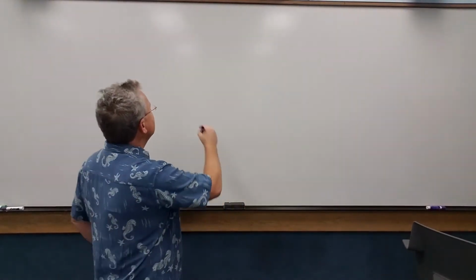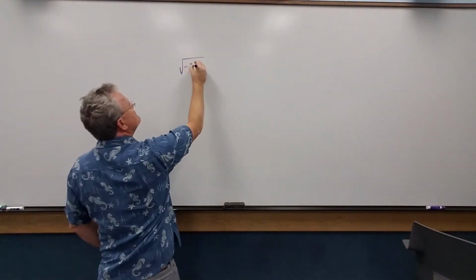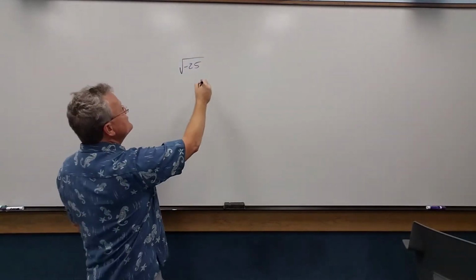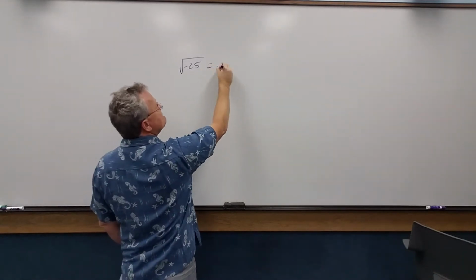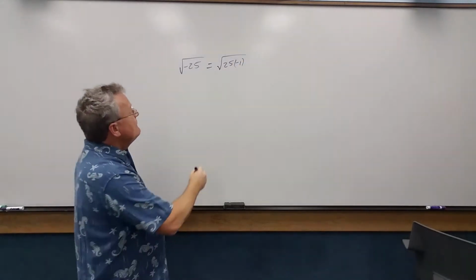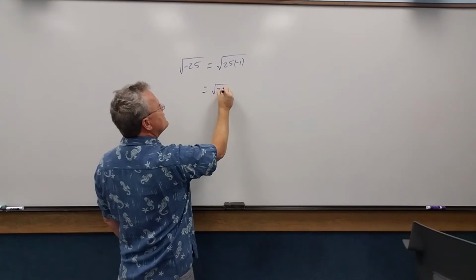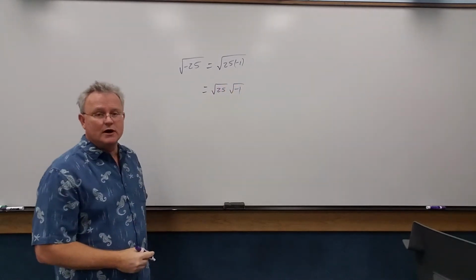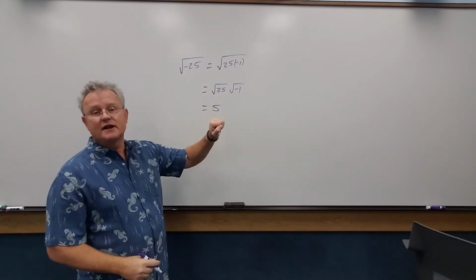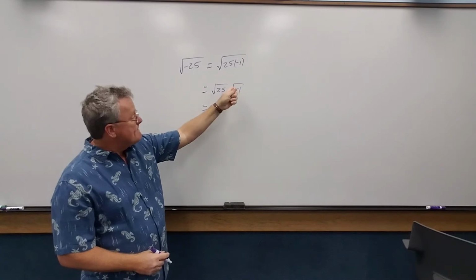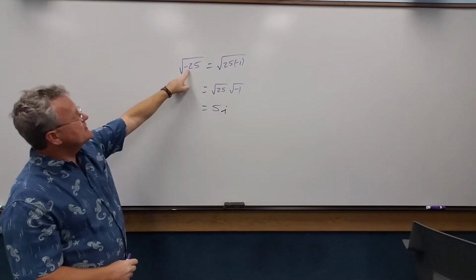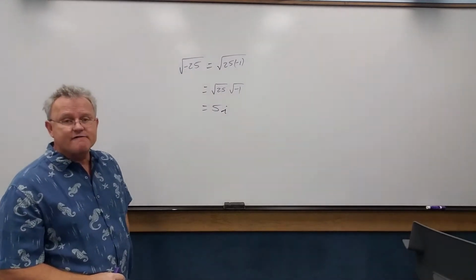In this video, the directions are, we want to write this in terms of i. Well, negative 25 is the same as 25 times negative 1. This is equal to the square root of 25 times the square root of negative 1. The square root of 25 is 5. The square root of negative 1, like we learned in the last video, by definition, is i. So the square root of negative 25 is just 5i.